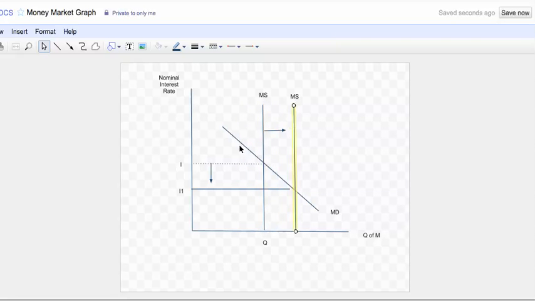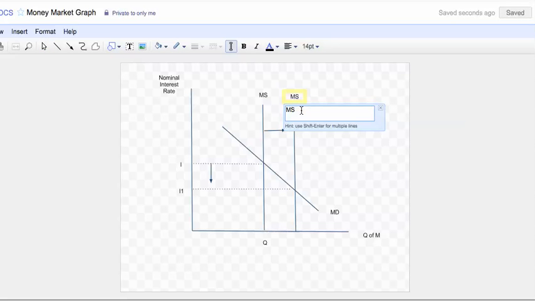So let's go over how this thing should be labeled once again. Just like all your other graphs, label equilibrium. Make sure you get your changes in the interest rate. And over here, I forgot to label this MS1 to show the change as well. So we have a new money supply to the right.